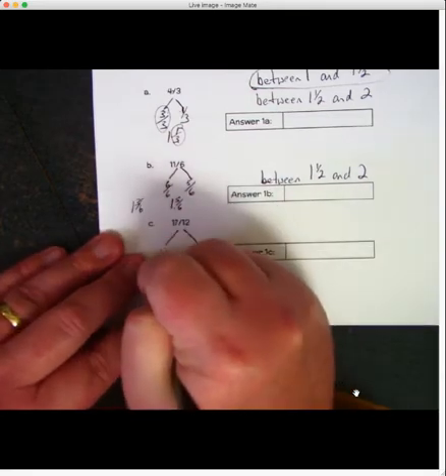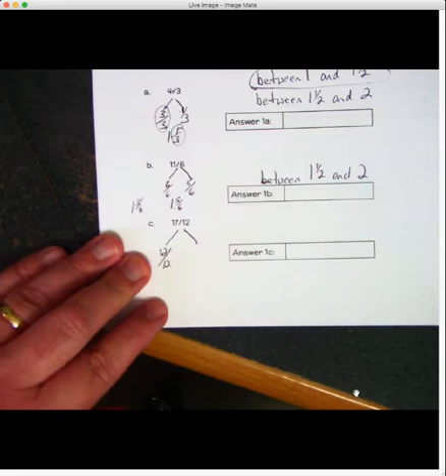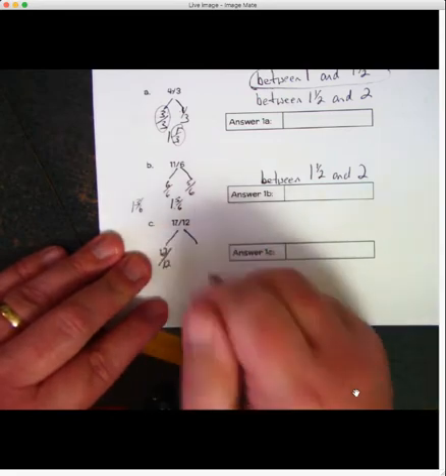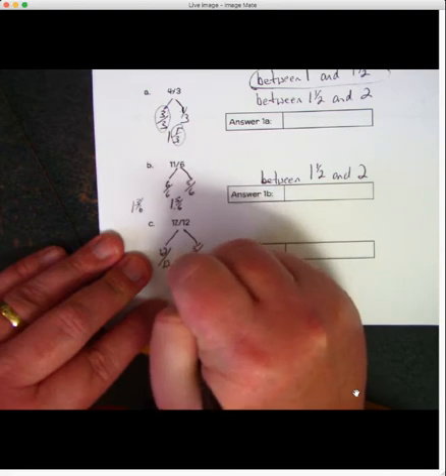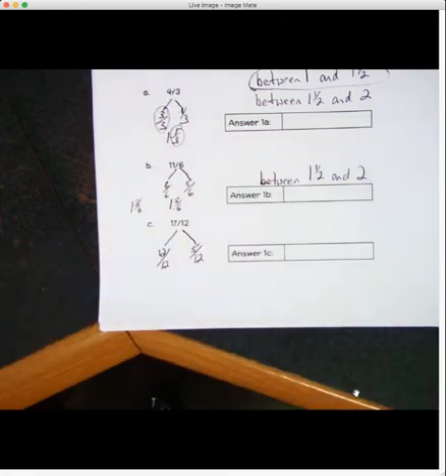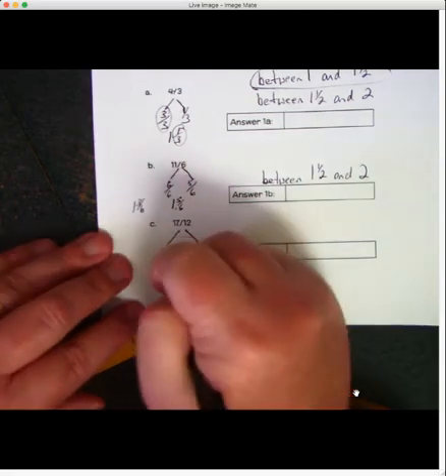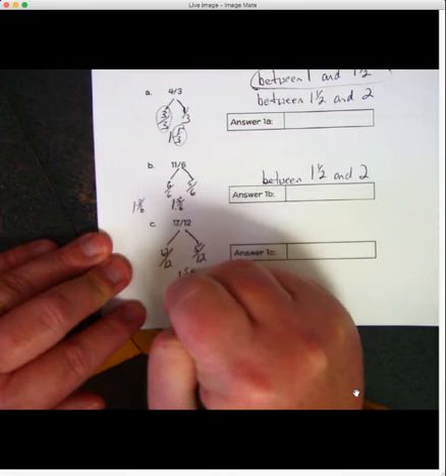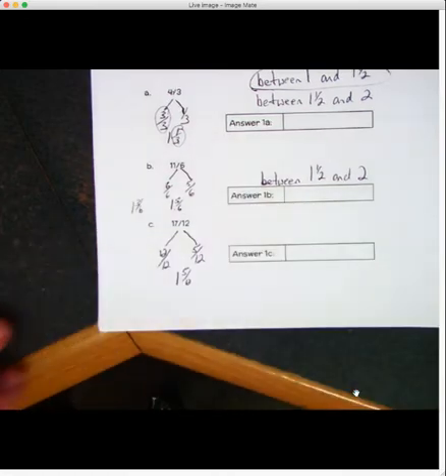Well, we need 12 twelfths to make 1. And 12 plus what would give me 17? I need 5 more, wouldn't I? 12 plus 5 is 17. So this is made of 12 twelfths and 5 twelfths. And, of course, we know 12 twelfths is 1. So we have 1 and 5 twelfths.